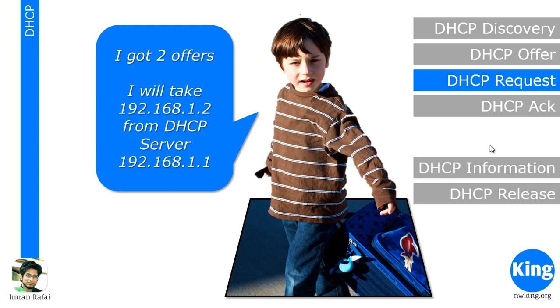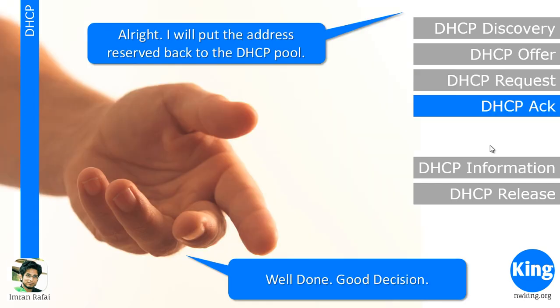So let's assume that it wants to accept the first one. So what it does is it sends a DHCP request packet. Now the DHCP request packet says, okay, I will take 192.168.1.2 offered by DHCP server 192.168.1.1, right? Now that's again sent back to the network, and the DHCP server hears that.